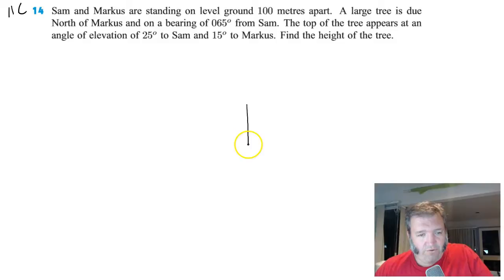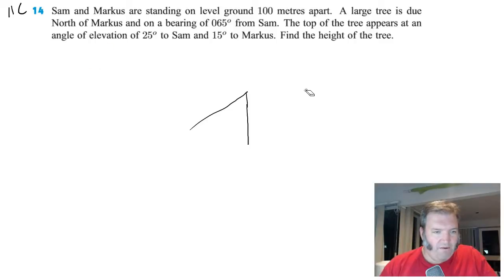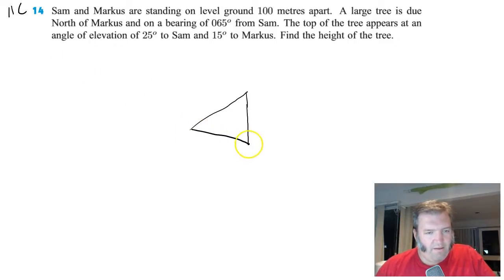So what I'm going to do first of all is draw a flat ground representation. Now, initially when I drew this, I just had a little go before. I drew it like that and said, here's Marcus and here's Sam. And it says they're on level ground, but it doesn't say that they're actually east-west of each other. So let's make sure we get our thinking right. And here's Sam. Here's Marcus. The answer works out the same either way, but it's important we get it right here. So they're 100 metres apart, not necessarily east-west of each other.